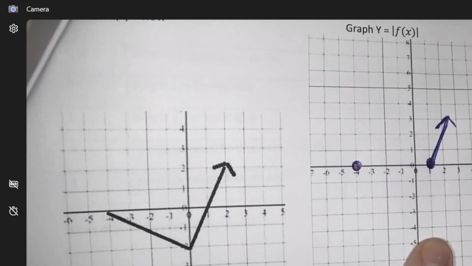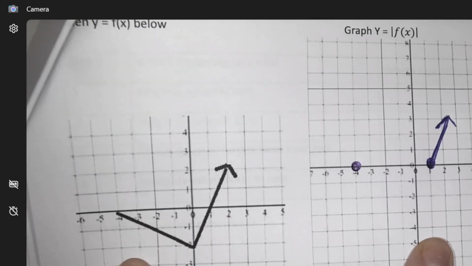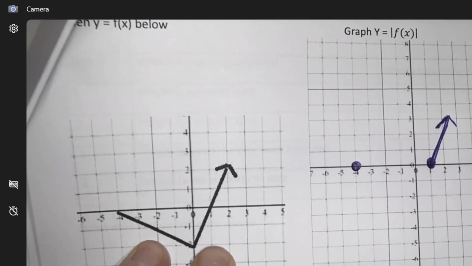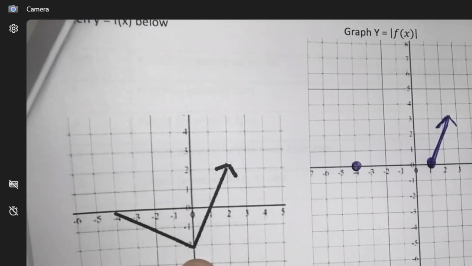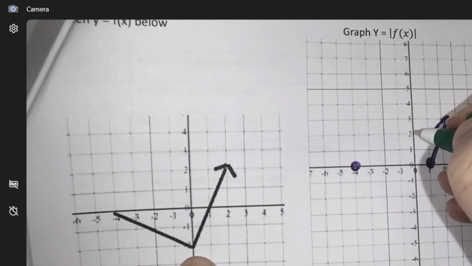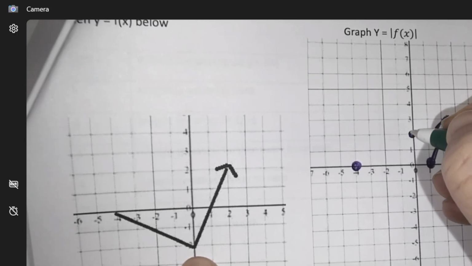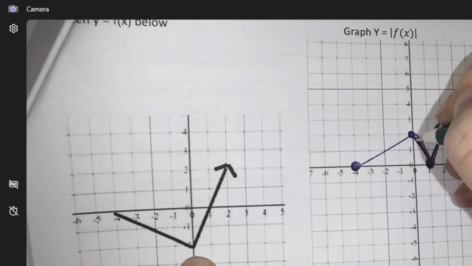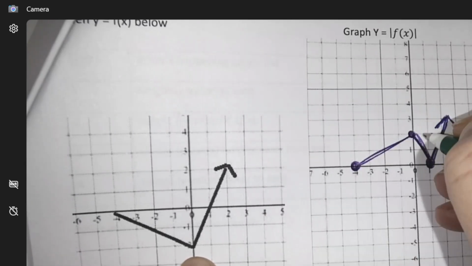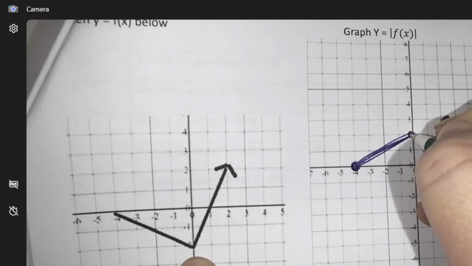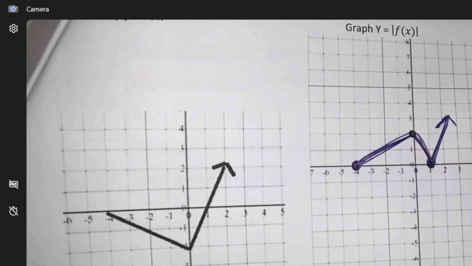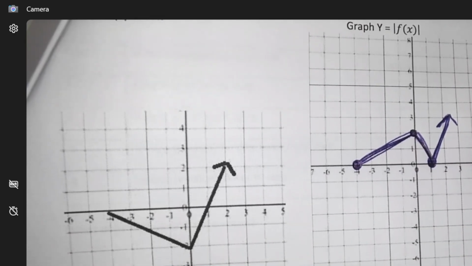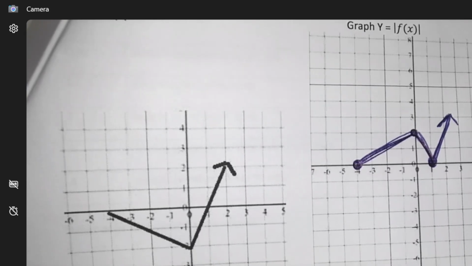Now, this section here all has negative heights, so it needs to change. So I'm going to flip this coordinate, for example. 0, -2 is going to go up to 0, +2. Okay?